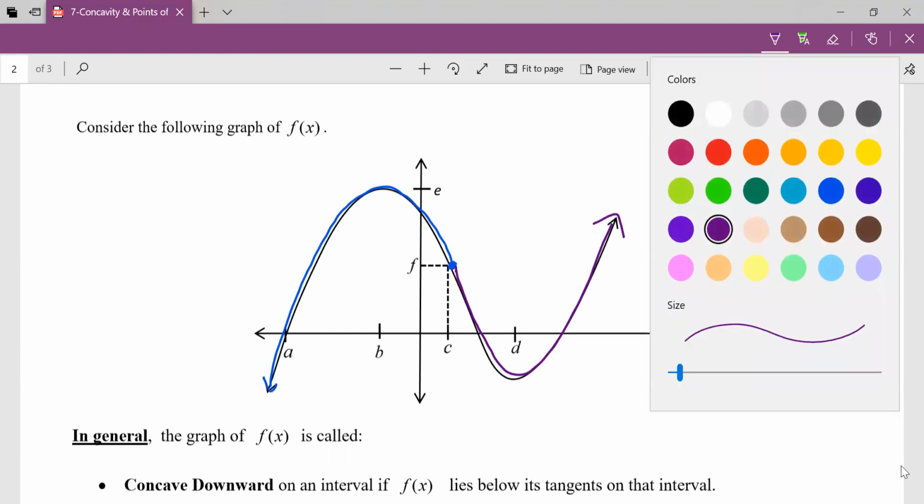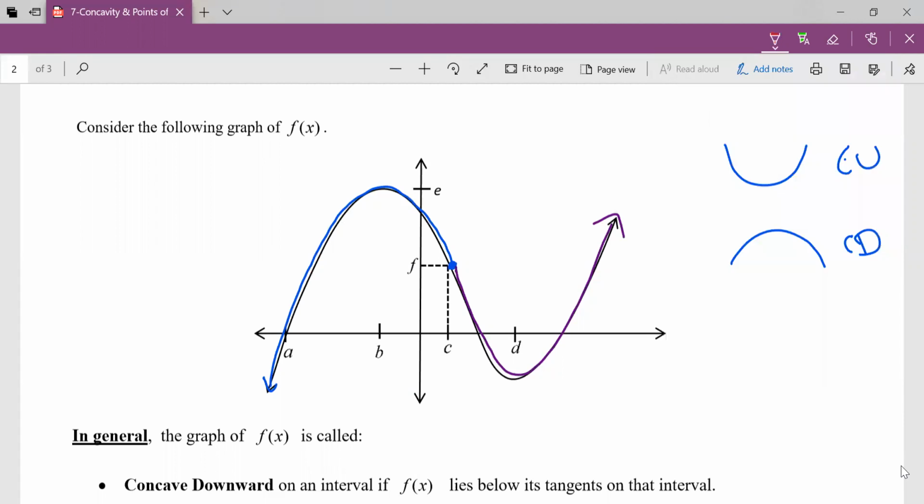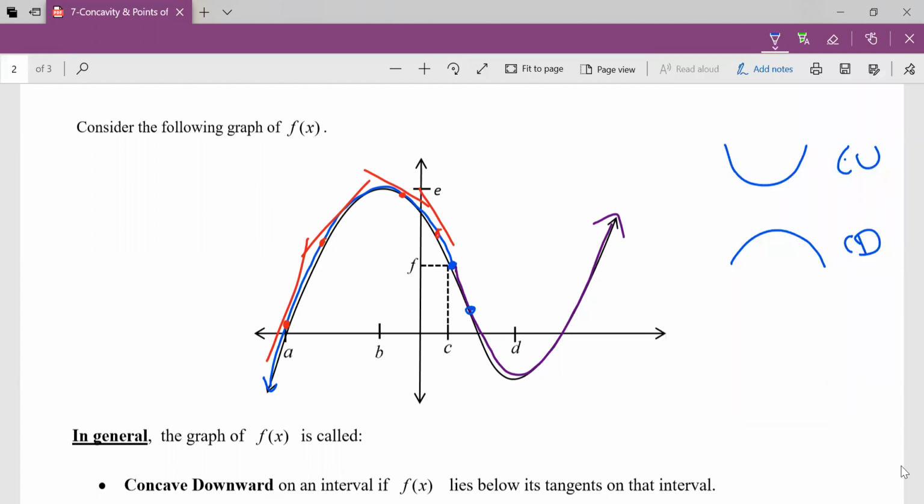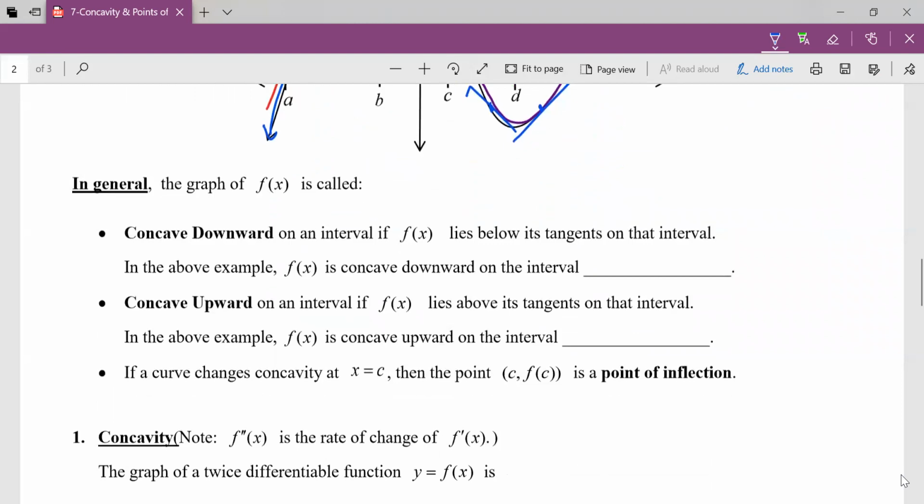But what if we don't have the visual? We'll go back to the idea of the tangent lines that we used to discover if we were increasing or decreasing. If I'm concave down, what do you notice? I'm underneath all of those tangent lines. And if I'm concave up, I'm above all of my tangent lines. Okay, the same idea as we did for increasing and decreasing.